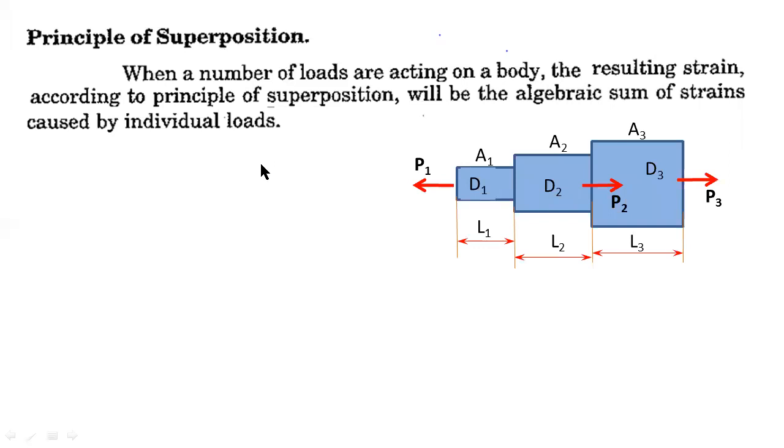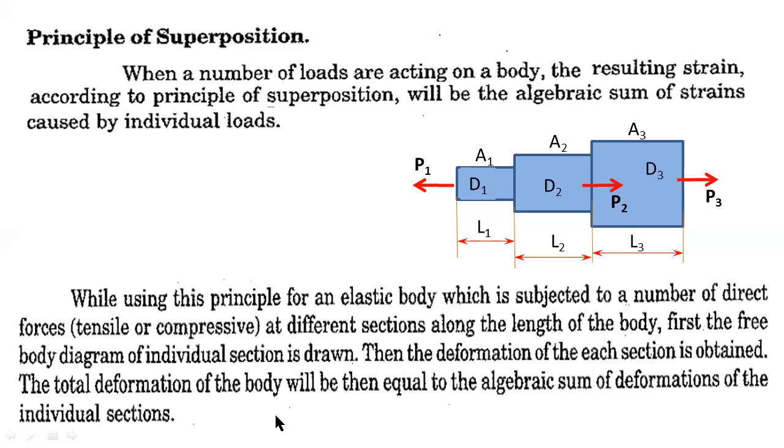Already we have discussed the formulas used in this type of problems. So the formulas for the principle of superposition are the same as the previous formulas. While using this principle for an elastic body which is subject to a number of distinct forces, tensile or compressive, at different sections along the length of the body, first the free body diagram of individual sections is drawn. Then the deformation of each section is obtained. The total deformation of the body will then be equal to the algebraic sum of the deformations of the individual sections.